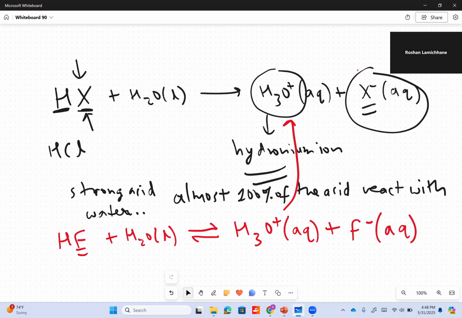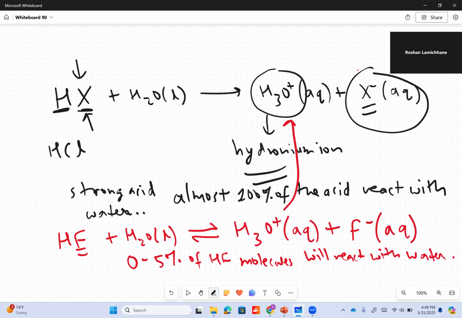But what happens is only maybe from anywhere from 0 to, let's just say, I'm just going to give a number, 5% of HF molecules will react with water. The other, let's just say 95%, they stay in their original form, which is the HF form, right? And that's what all the weak acids do. They do not ionize completely in water.